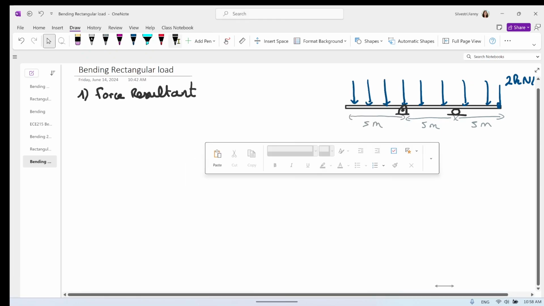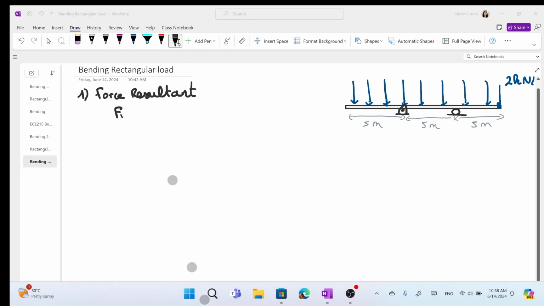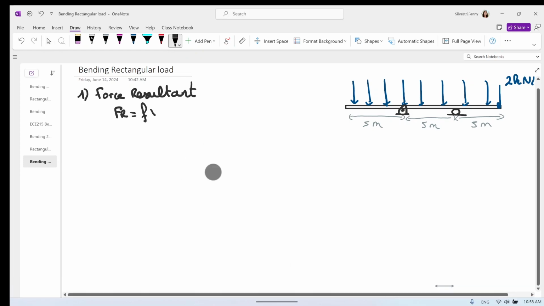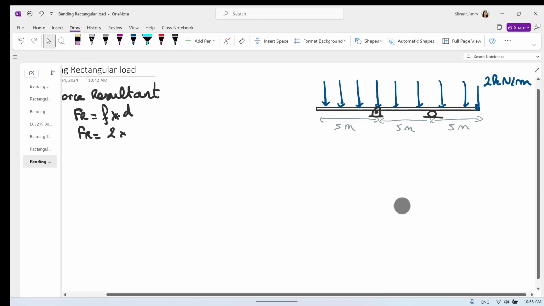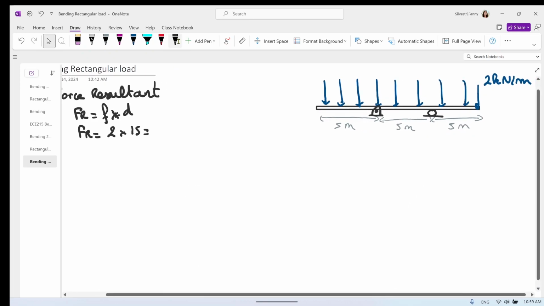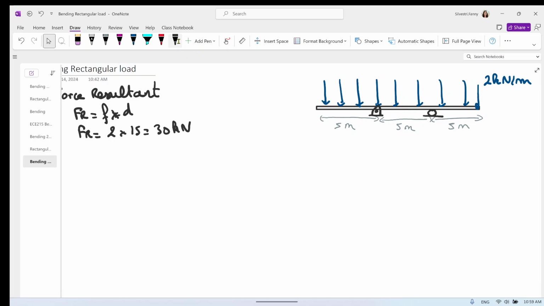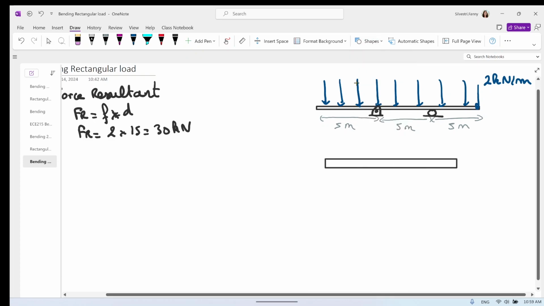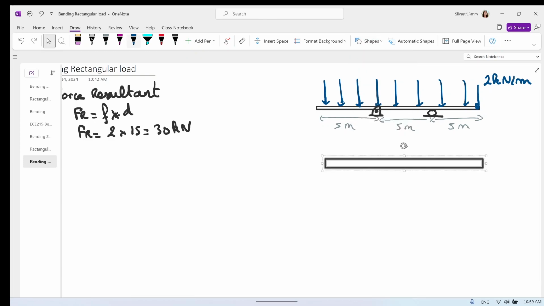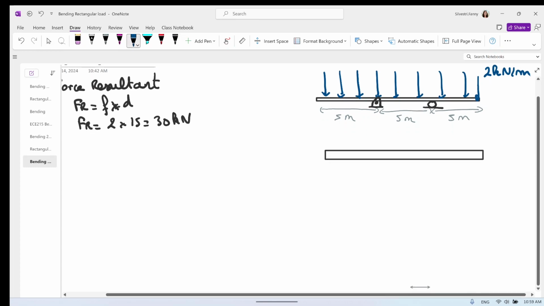So the resultant force for a distributed load is FR equals F times the distance. In this case, FR equals 2 kilonewton times the total distance on the beam, that's 15. So that will be 30 kilonewton. So we can replace this distributed load by one load. It's in the center, right? Because it's a rectangular load. So we have one force of 30 kilonewton.